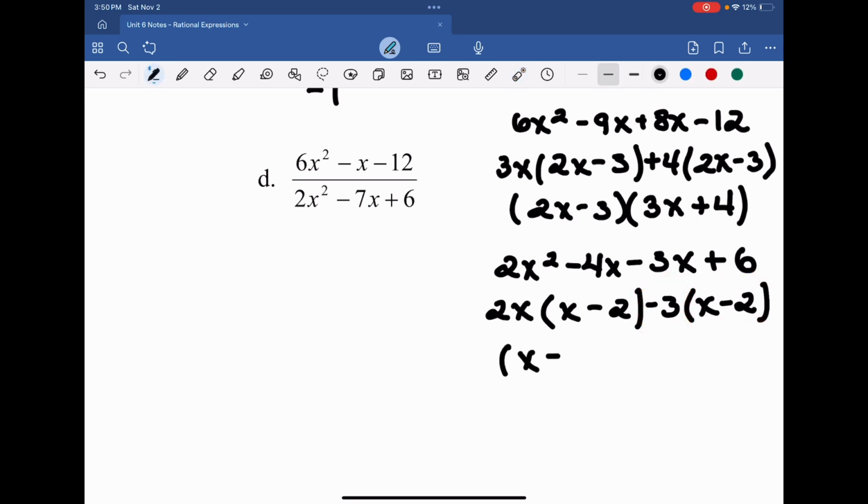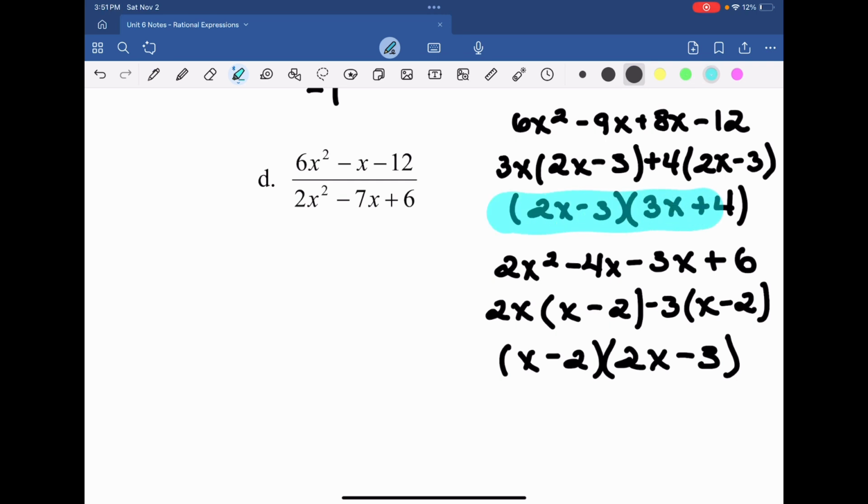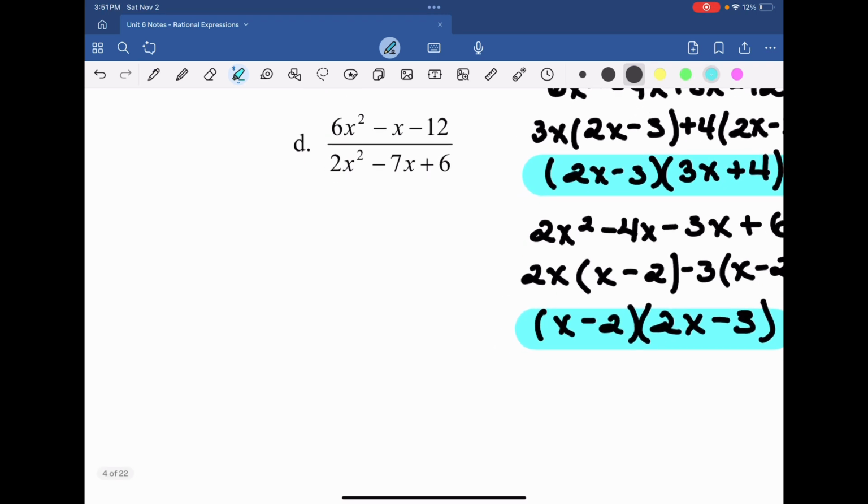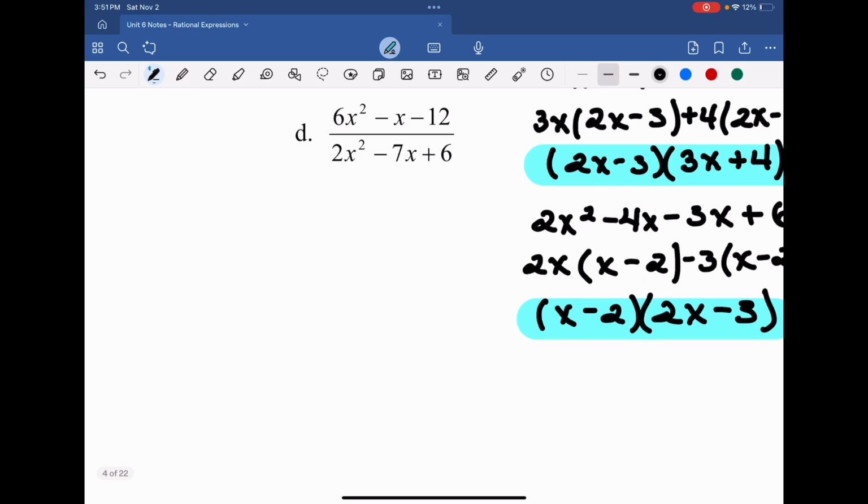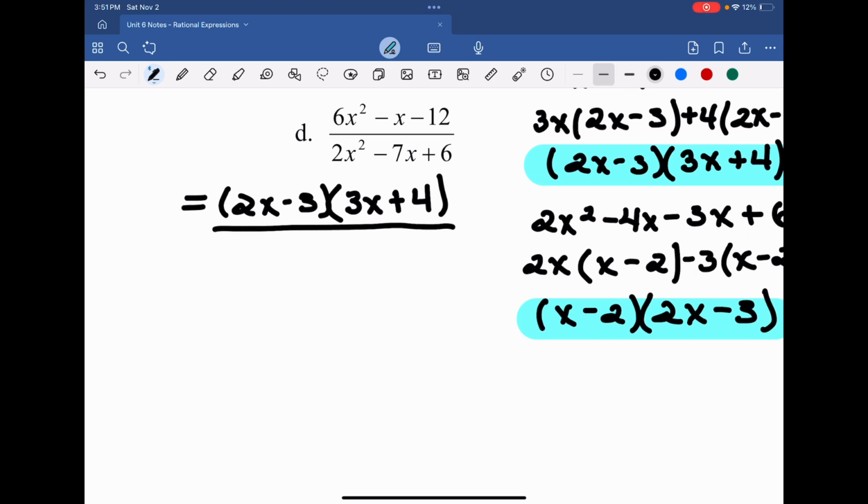Now I'm going to put together one of the common binomials, and then pair together my outside terms. So these are the terms that I'm going to hold on to for my numerator and denominator. Now, let's substitute those in here. So this is going to be equal to, off on the side here, 2x minus 3, bracket 3x plus 4, all divided by, I'm going to take the x minus 2 and the 2x minus 3.